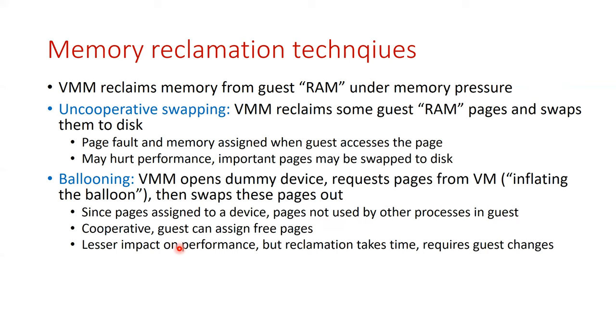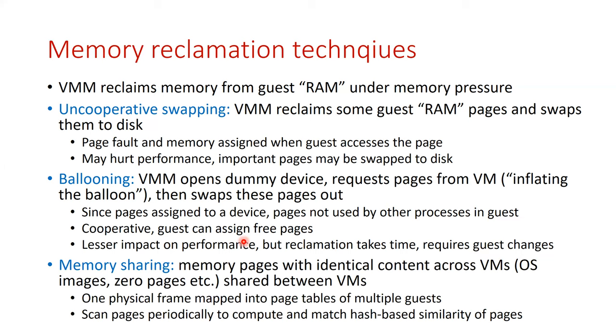But the disadvantage is that, of course, the guest OS should cooperate. If the guest OS says, I will not give memory to this dummy device, then there's nothing you can do. So this is a cooperative technique. It depends on the guest OS cooperating. And this can also take time. The guest OS can free up some pages, think about what pages to free up, and it might take some time to assign enough memory to this dummy balloon device. So ballooning is a cooperative way, but it also has lesser impact on performance of the guest processes.